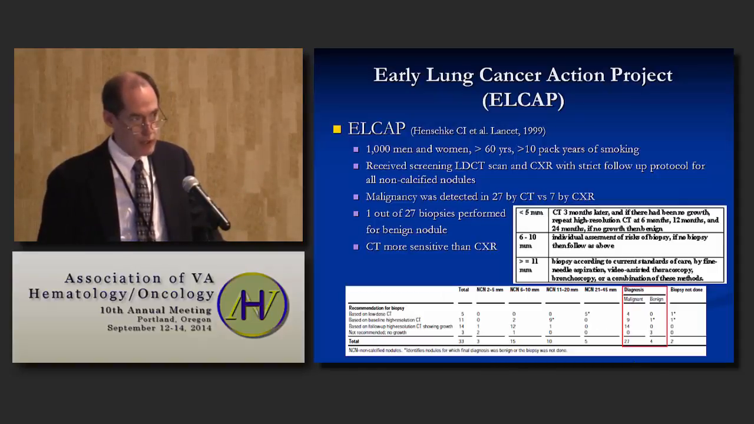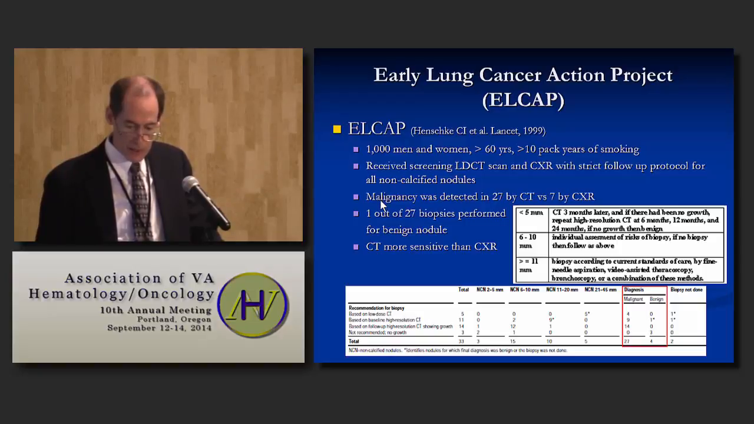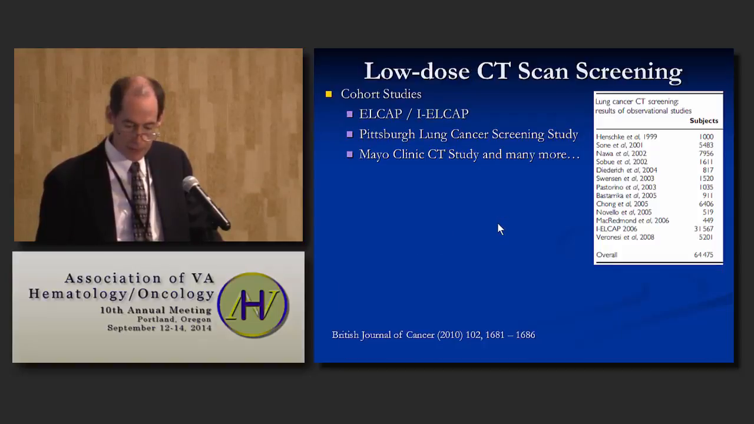All right, so the game kind of changed in the late 1990s when Claudia Henschke and colleagues described the Early Lung Cancer Action Project. This was using low-dose CT scan screening and chest X-ray, and what she showed in this study, which was published in 1999 in Lancet, was that the CT scans were able to detect 27 lung cancers in this group of 1,000 individuals, whereas chest X-ray only detected 7. So that was an increase in case finding.